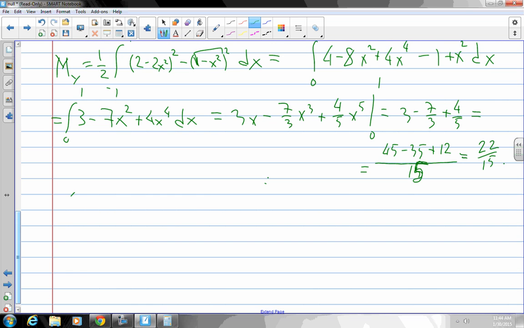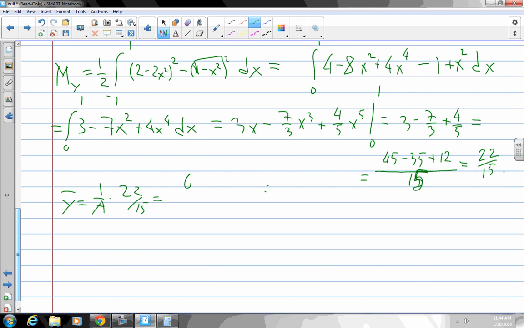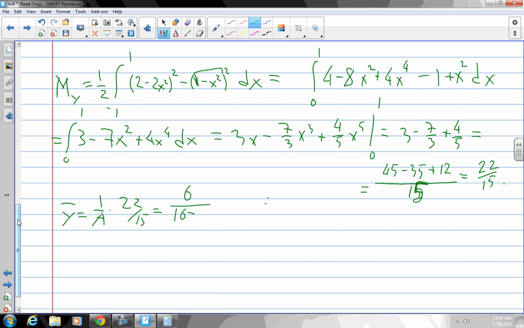So then the y bar is 1 over a times 22/15. So 1 over a will be 6 over 16 minus 3 pi times 22/15. Yeah, it is. I don't want to see. I want to actually get some kind of a value.